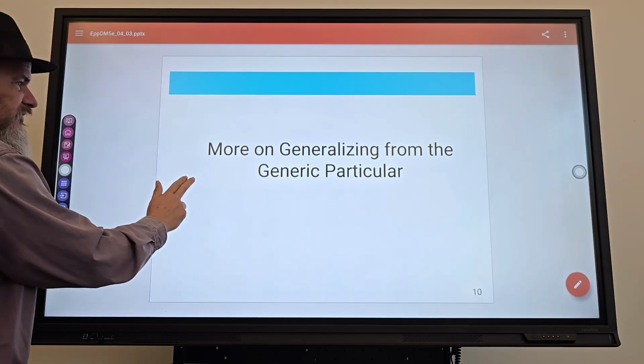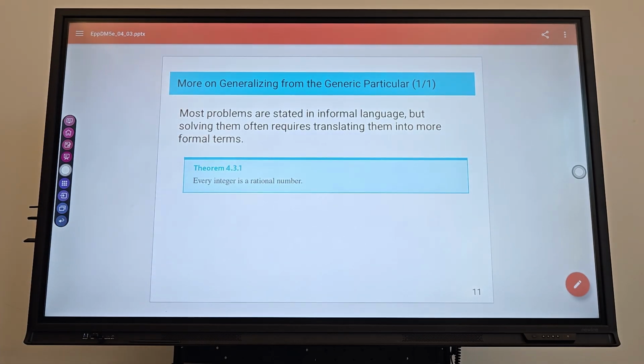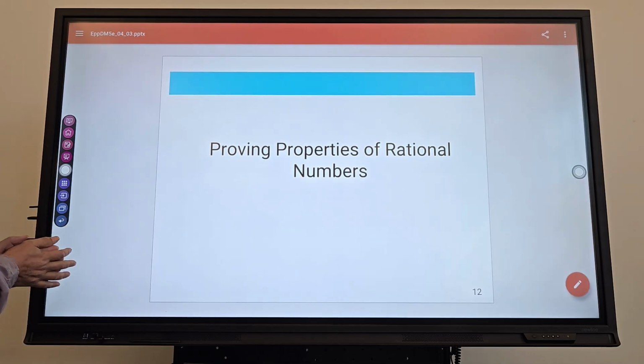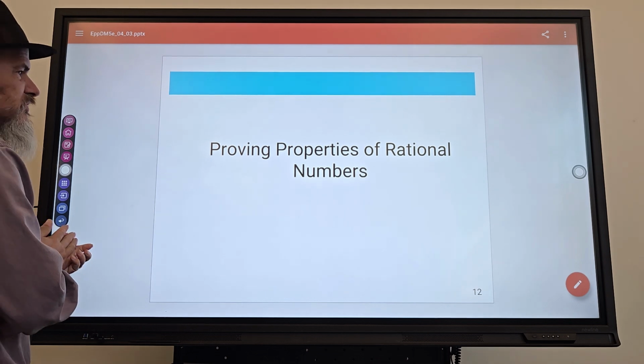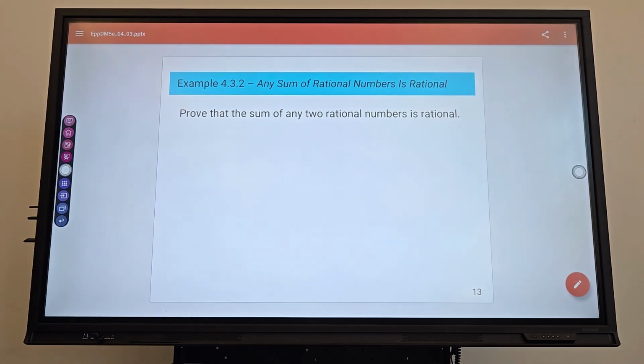More on generalizing from the generic particular. Most problems are stated in informal language, but solving them often requires translating them into more formal terms. Every integer is a rational number. Proving properties of rational numbers. Prove that the sum of any two rational numbers is rational.